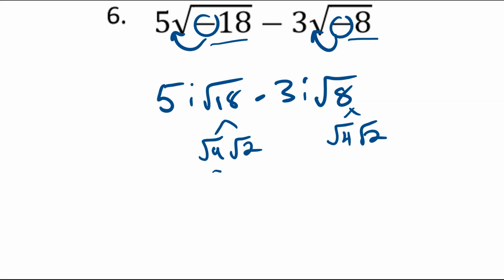That radical 9 turns into a 3. And when I multiply that to my 5, I get 15i. And the only thing I couldn't take the square root of was 2, so that was still under the radical there.